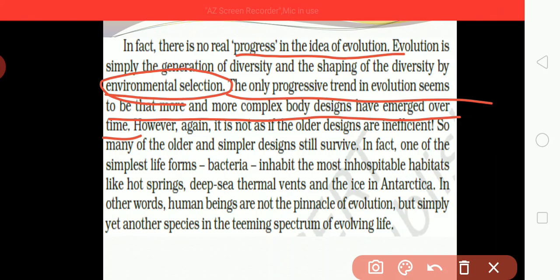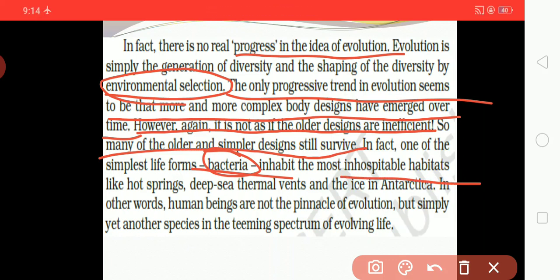However, again, it is not as if the older designs are inefficient. The older designs are also efficient enough, though the new designs are a little bit progressive. So many of the older and simpler designs still survive. In fact, one of the simplest life forms is bacteria. Bacteria inhabit the most inhospitable habitats, like hot springs, deep sea thermal vents, and ice in Antarctica.